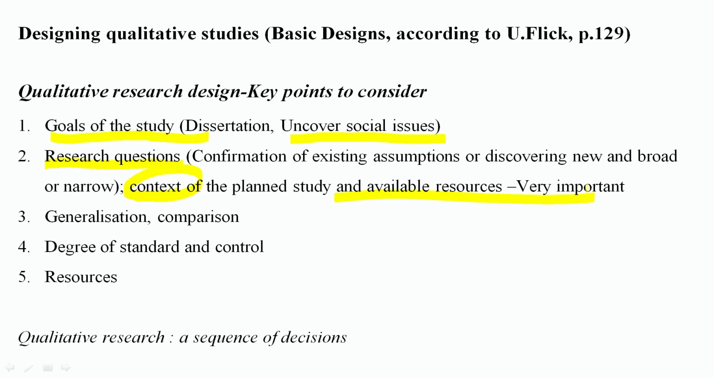The available resources are very important, because if you are a student, you may not have sufficient money, you may not have sufficient time, or you cannot reach out to many people. So it is very important that you assess your resources. For a PG dissertation or a UG dissertation, the primary purpose is to get your thesis awarded and score marks. When it comes to a PhD, you may be discovering new topics, or you may emphasize an existing theory, how it is applicable in the field.